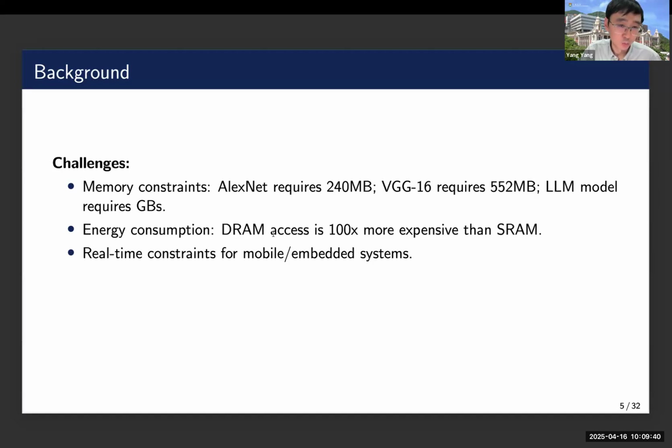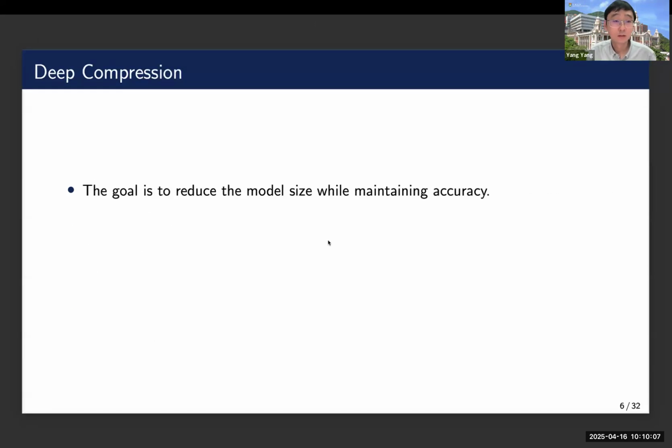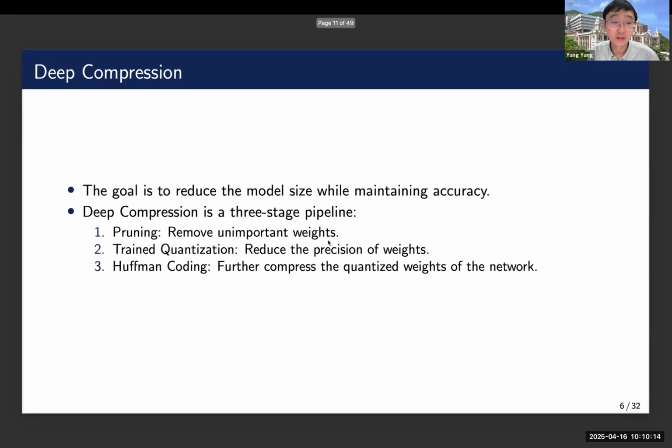And we also want the model to run very fast because we want to know the answers immediately. For example, for driving cars, we want to understand the situations in real time. So the opportunity is to do compression, so we can do on-chip storage and energy saving. The goal of this paper is to provide a method which can reduce model size while maintaining accuracy.